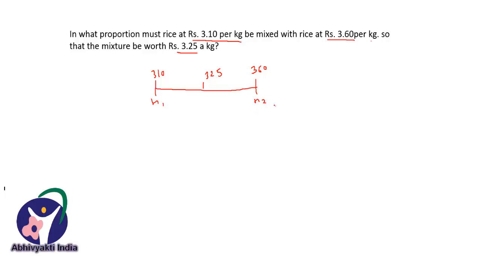So N2 we get as 325 minus 310, that is 15, and N1 we get as 360 minus 325, and that is equal to 35. So this ratio is 35 is to 15. It means the ratio is 7 is to 3. So the two types of rice are to be mixed in the ratio of 7 is to 3.